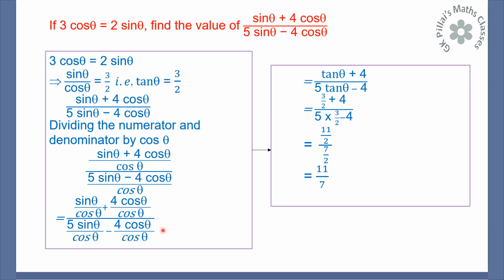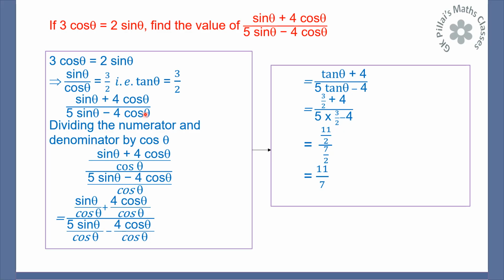This is a very good question. This was asked in a previous board examination, and this is also related to your textbook. Here, 3 cos theta equal to 2 sin theta is given. You can write it this way: sin theta by cos theta equal to 3 by 2. When you cross multiply, you are getting this one only. Instead of sin upon cos, we will write tan theta equal to 3 by 2.